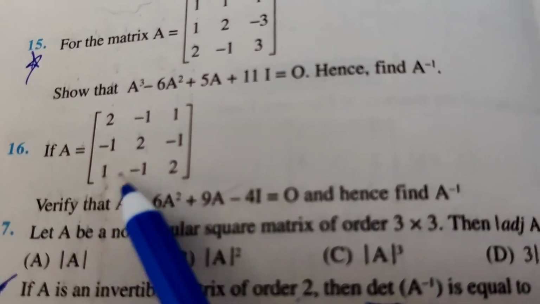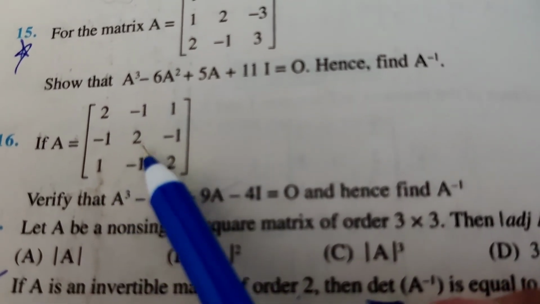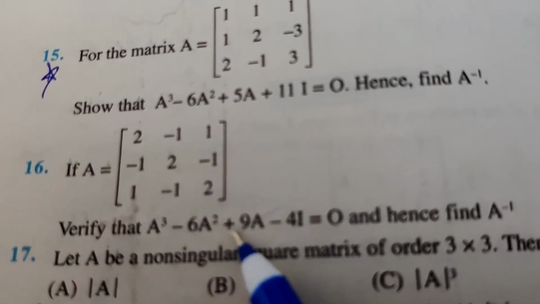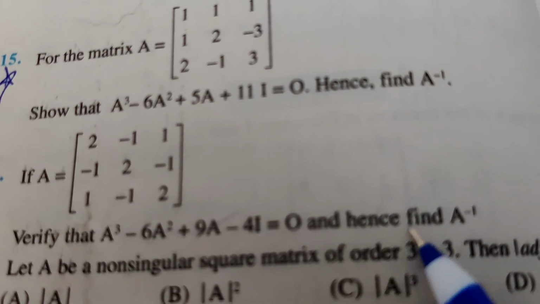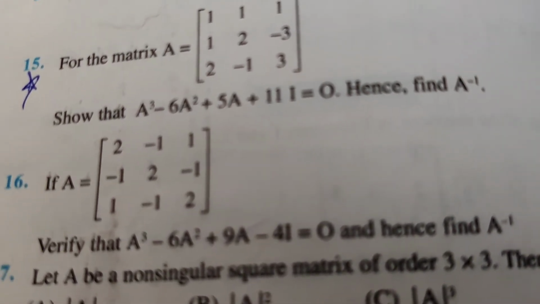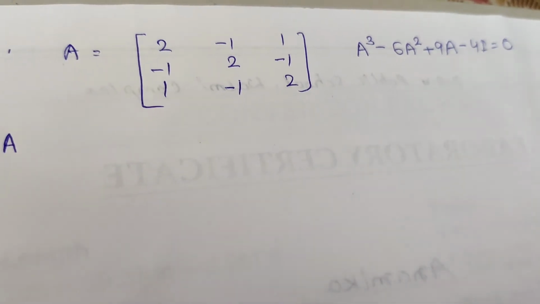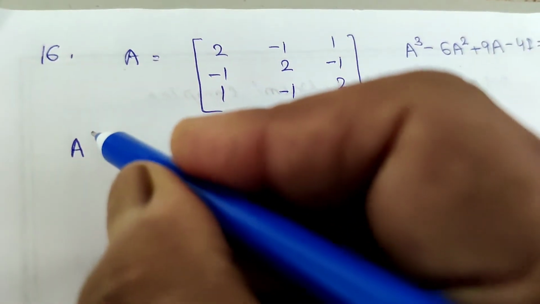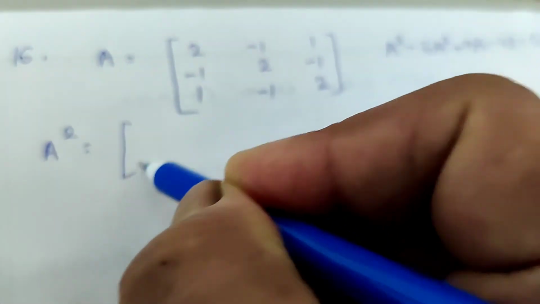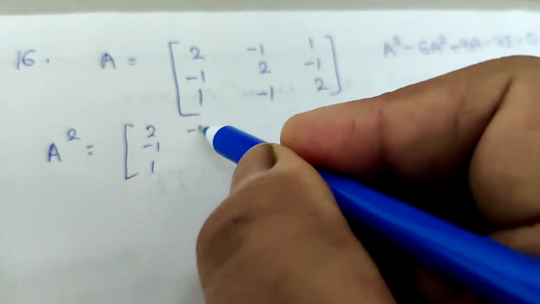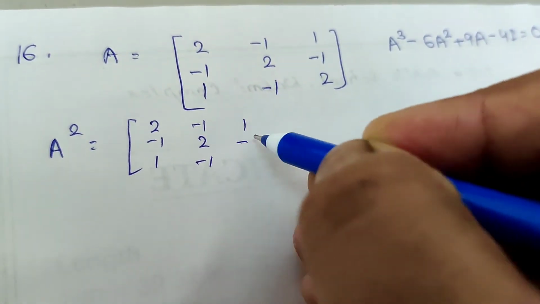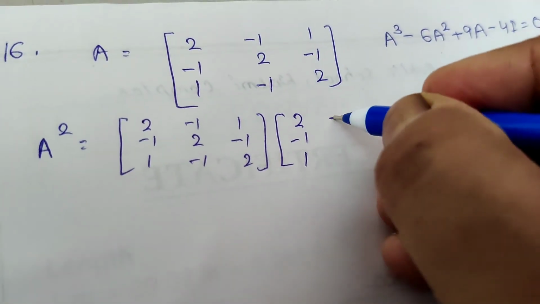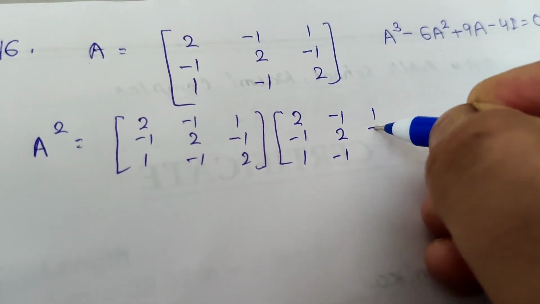Question number 16. If A equal to 2, minus 1, 1, minus 1, 2, minus 1, 1, minus 1, 2. Verify that A cube minus 6A square plus 9A minus 4I equal to 0 and hence find A inverse. Okay, this is the question. First we have to find the A square of A. This will equal to A into A, 2, minus 1, 1, minus 1, 2, minus 1, multiplied to itself, 1, minus 1, 2.